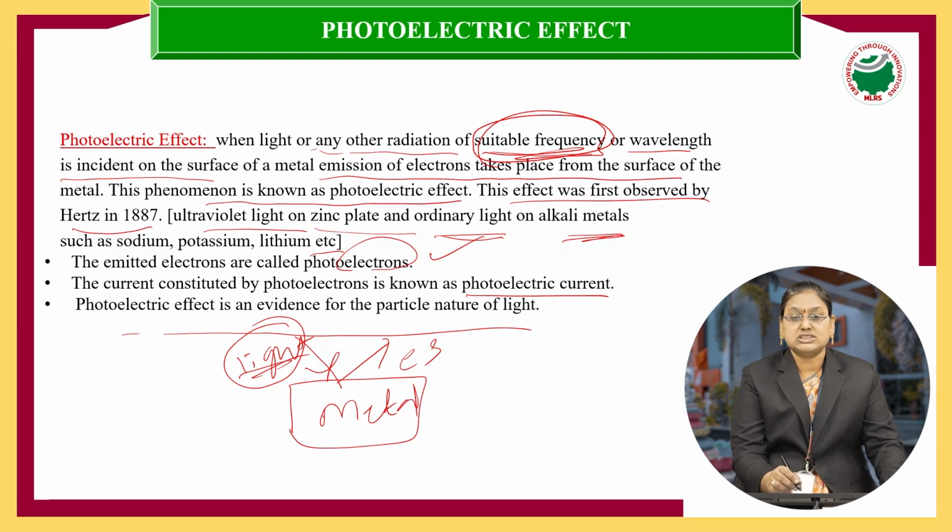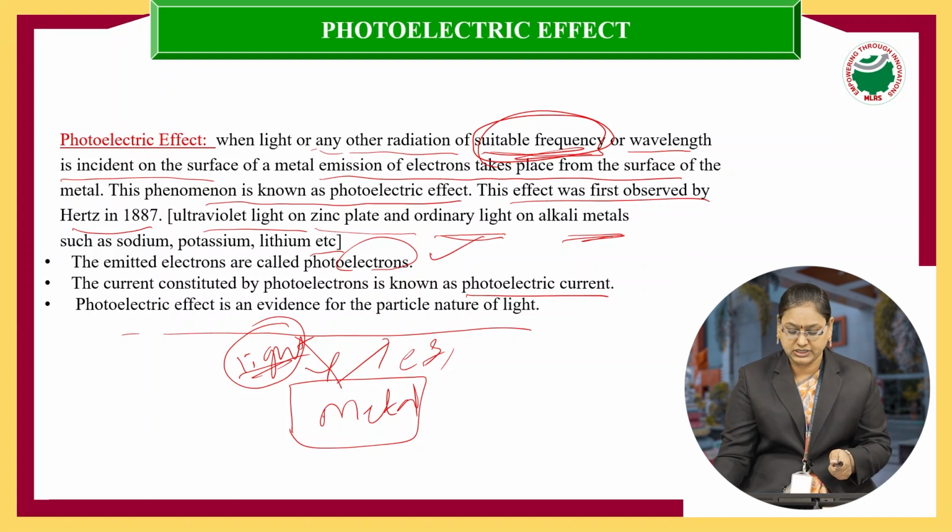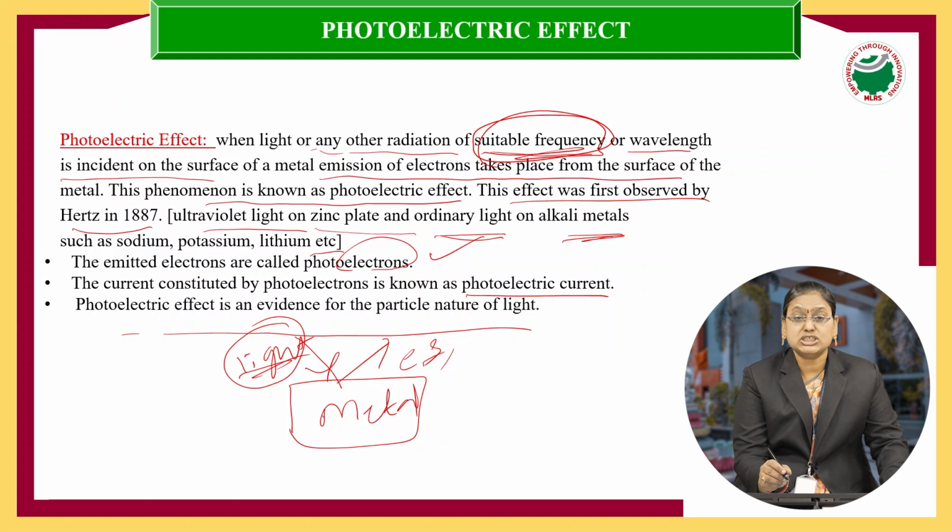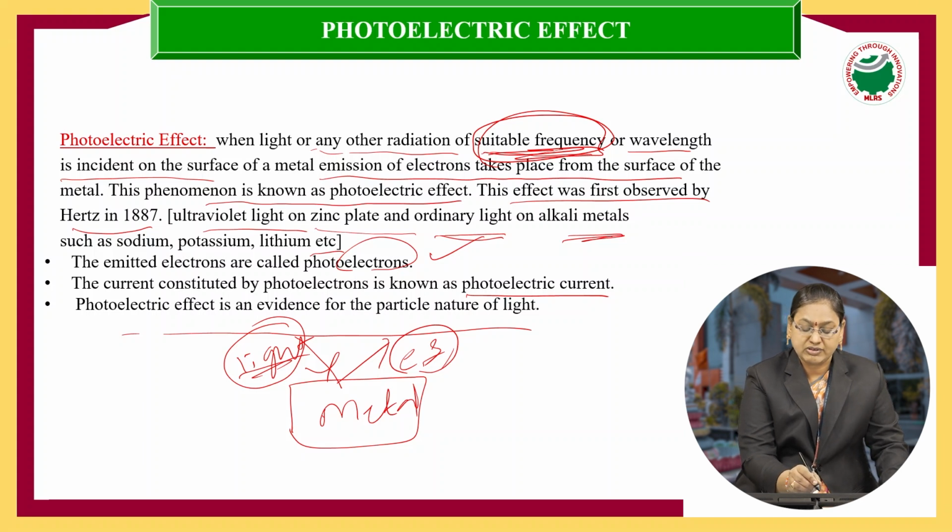So, all frequencies are not responsible for the emission of electrons. Only a particular frequency of light, or light of suitable frequency, is responsible for the emission of electrons from the surface of the metal. This particular frequency of light we are calling what? Threshold frequency.